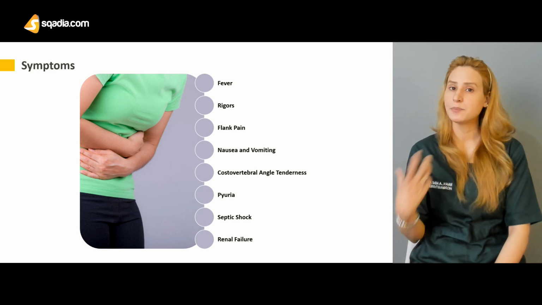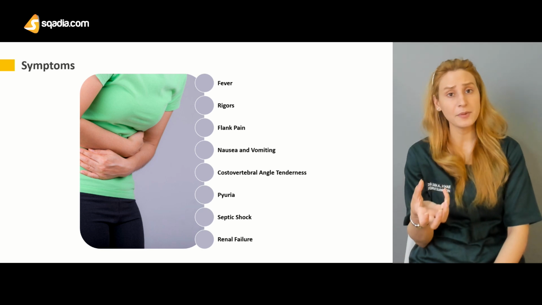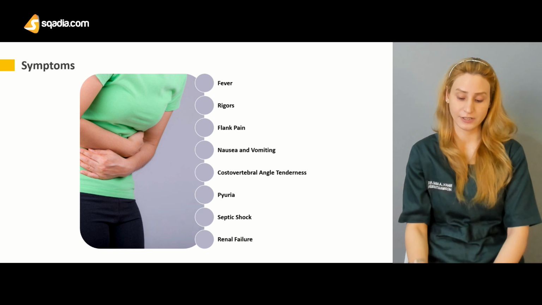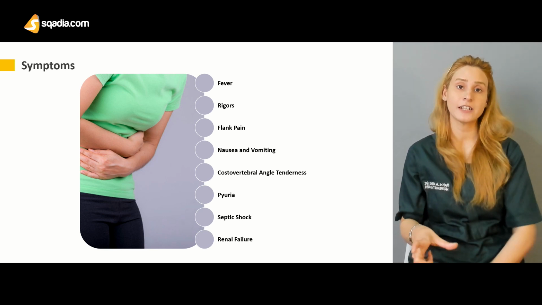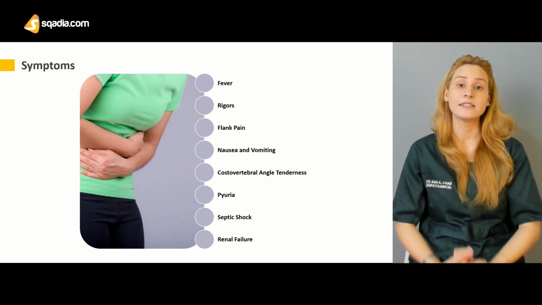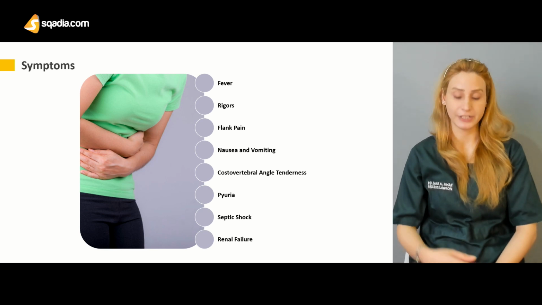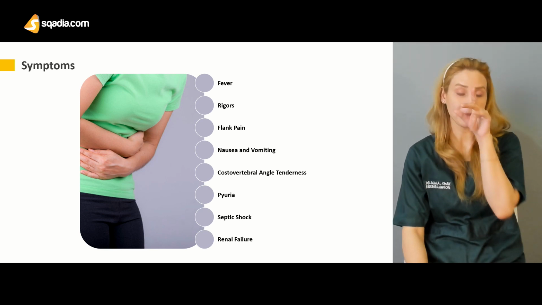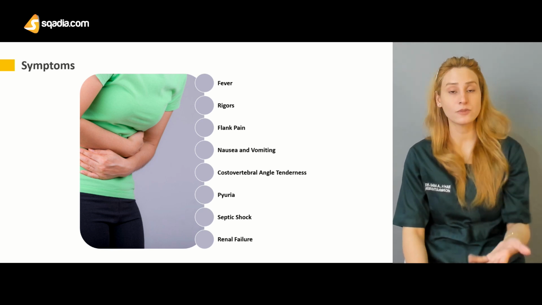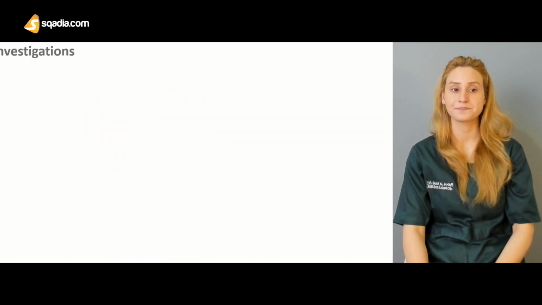When the patient is in septic shock, obviously there would be hypovolemia as well, and there would be a decrease in renal perfusion, and that will lead to acute renal failure. So renal failure can be secondary to the sepsis, and it can also be directly because of compromise of the renal function. So remember these symptoms: fever, rigors, flank pain, nausea, vomiting, costovertebral angle tenderness, pyuria, septic shock, and renal failure.